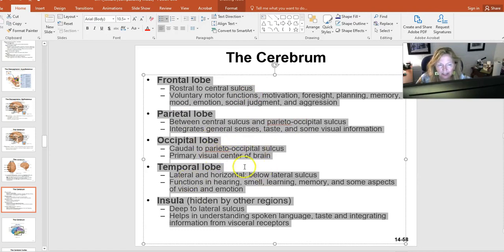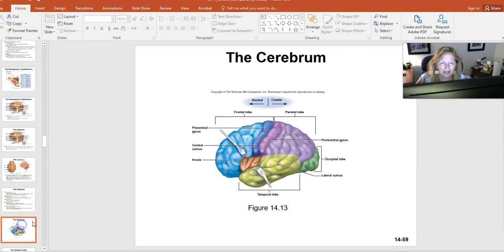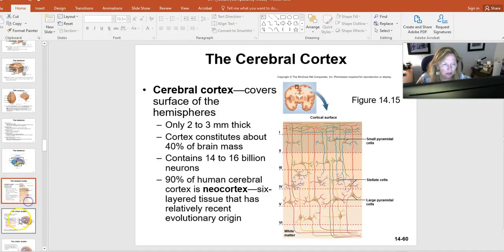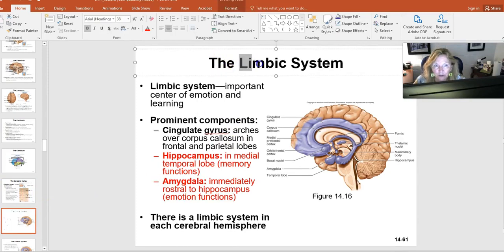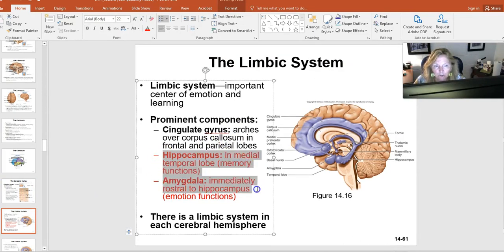Occipital, vision. Temporal is going to be smell, memory, learning, and emotion. I don't ask about the insula, but we may start using that later. So the limbic system, I am going to want you to know the limbic system is predominantly found in this temporal region. And the limbic system is composed of two major areas, and I am going to ask about the hippocampus, and I will also ask you about the amygdala, which are both part of the limbic system.